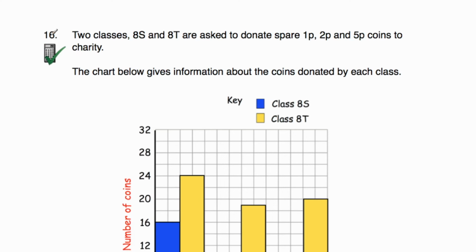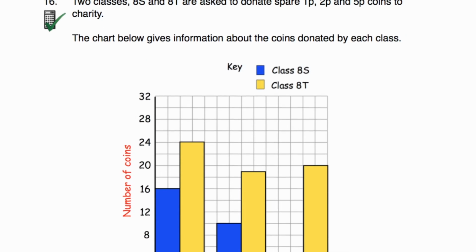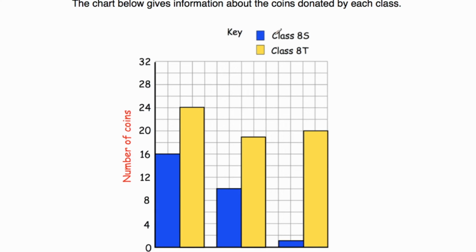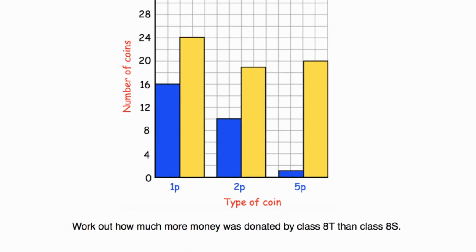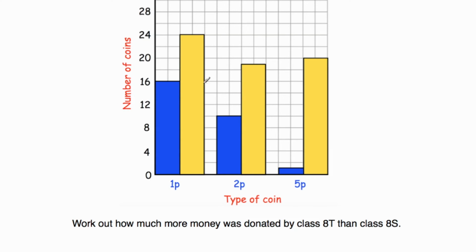Okay, let's have a look at our next question, question number 16. Question number 16 says classes 8S and 8T are asked to donate spare 1p, 2p and 5p coins to charity. And the chart below, this dual bar chart, shows information about the coins donated by each class. In blue, you've got class 8S, and in yellow, you've got class 8T. And we know the number of 1p coins, 2p coins and 5p coins that each class donated. And then the question says work out how much more money was donated by class 8T, that's the yellow one, than the blue class, class 8S.